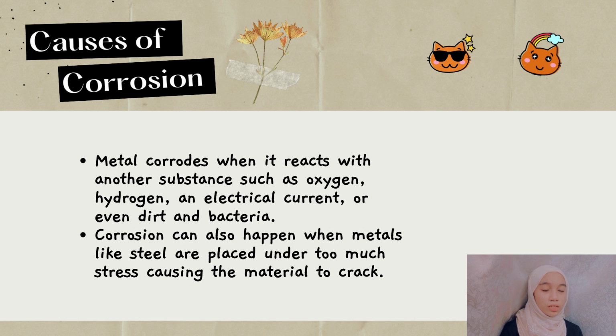So here are some causes of corrosion. The first one is when a metal reacts with another substance like oxygen, hydrogen, electrical current, or even dirt and bacteria. Corrosion can also happen when a metal is placed under too much stress, causing the material to crack. The most common type of iron corrosion occurs when it is exposed to oxygen in the presence of water, which creates a red iron oxide that we usually call rust.